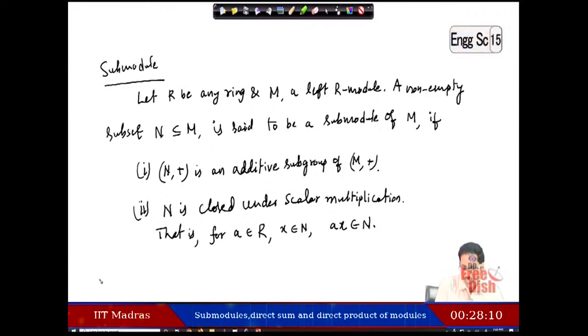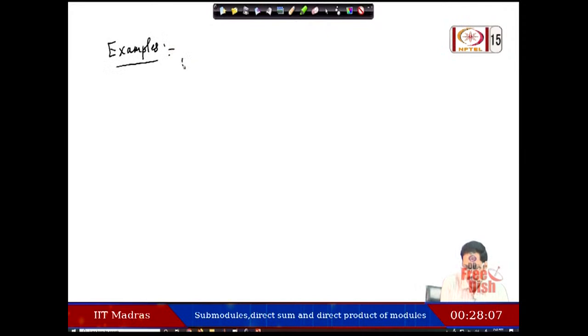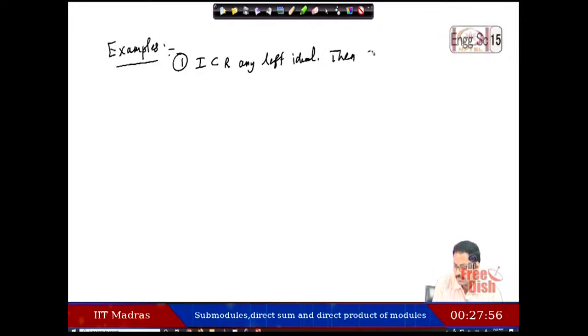We have so many examples I can give. First example: R is any ring and I is contained in R, any left ideal. Then I is a submodule of R, because we know that R is a left R module. Naturally the scalar multiplication is the multiplication in the ring R, and if we take any left ideal, then it is always a left R module.